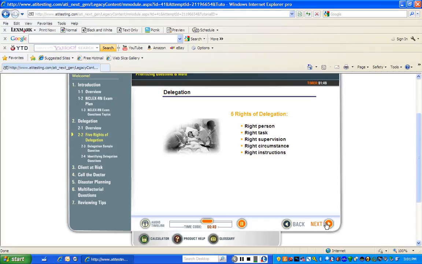Right circumstance. When considering if you are delegating the proper task, think of the roles and responsibilities of each member of the healthcare team, as well as the priority of the task being delegated. Right instructions. Think of the roles and responsibilities of each member of the healthcare team, as well as the amount of instruction the nurse will have to provide to get the job done properly.